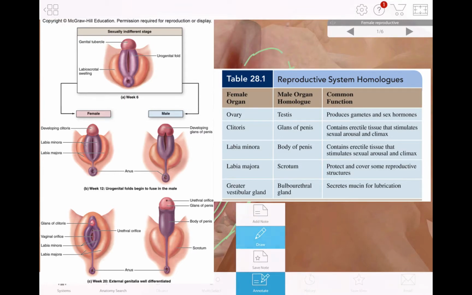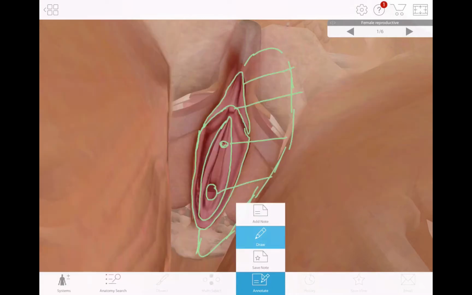And there are a couple other structures that we'll see. The ovaries are analogous to the testes, and the bulbourethral gland in males is analogous to the greater vestibular gland. Those glands secrete a lubricant, and their output will actually be on the female external genitalia. In fact, you can kind of see them right here. They're involved in secreting lubricant that would be involved in intercourse.